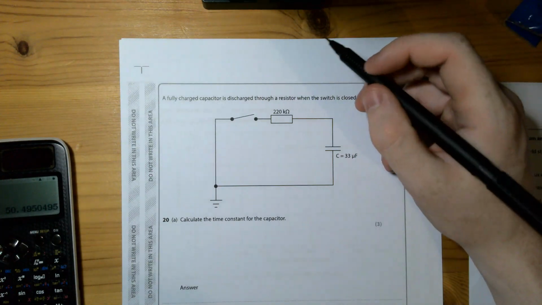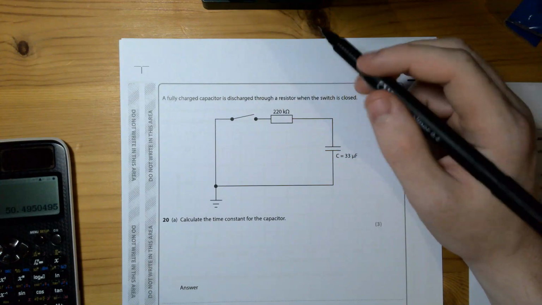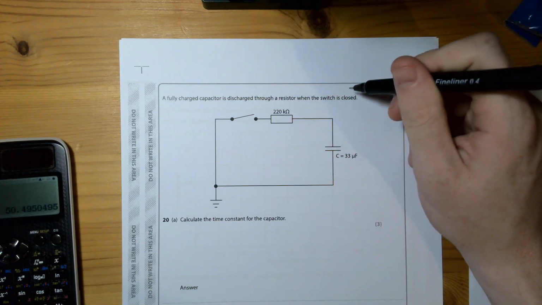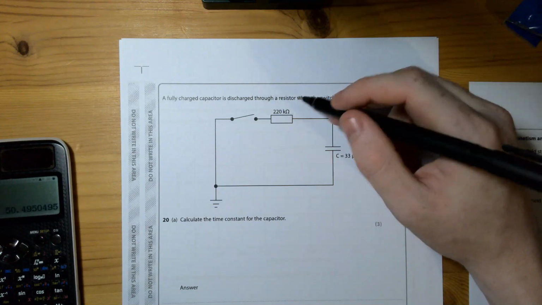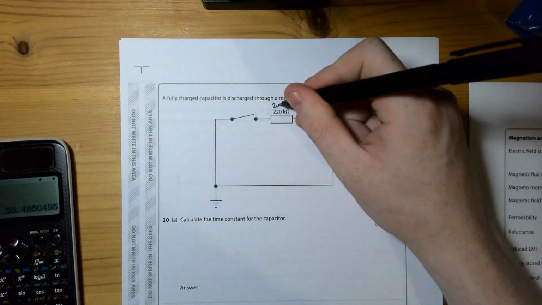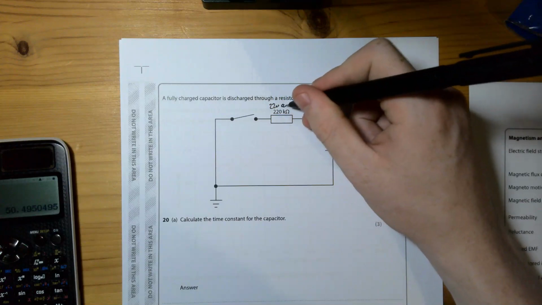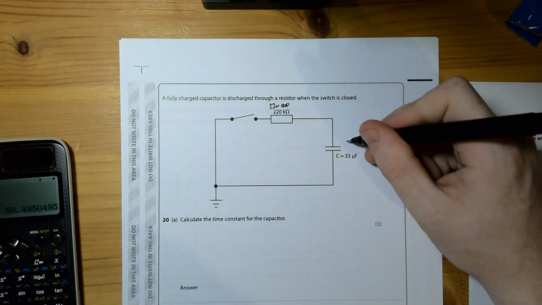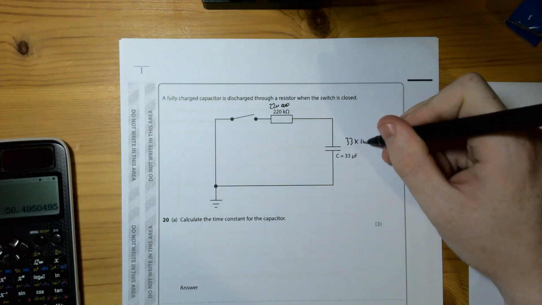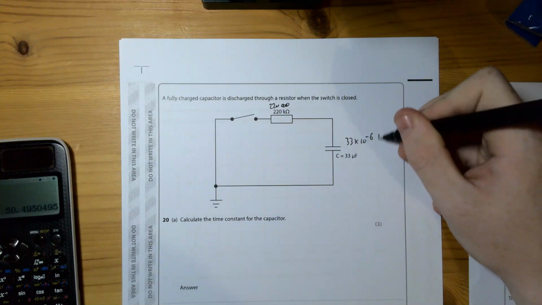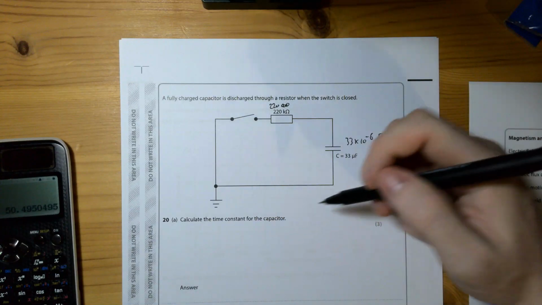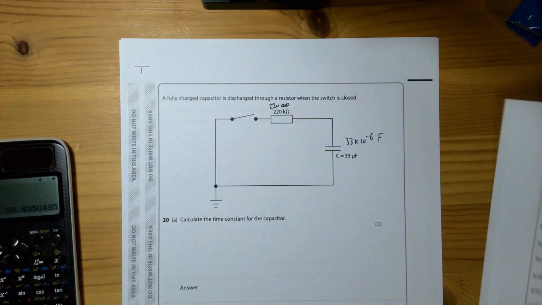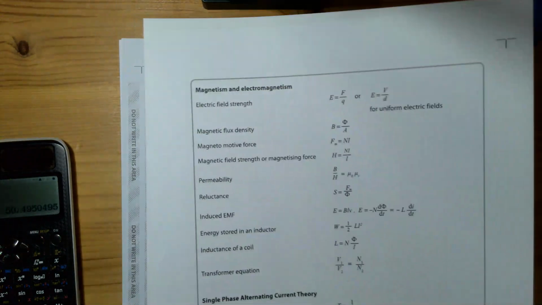Alright, question D. A fully charged capacitor is discharged through a resistor when the switch is closed. Let's convert this. This is 22,000 ohms, this is going to be 33 times 10 to the minus 6 farads. Calculate the time constant. Time constant, let's have a look for it in the formula booklet.